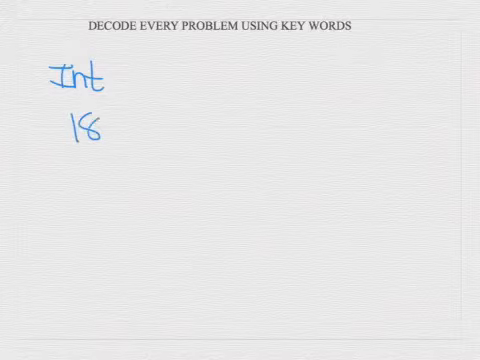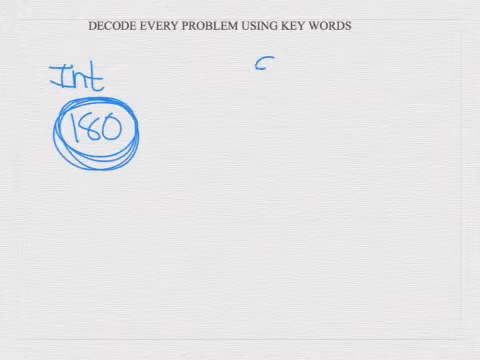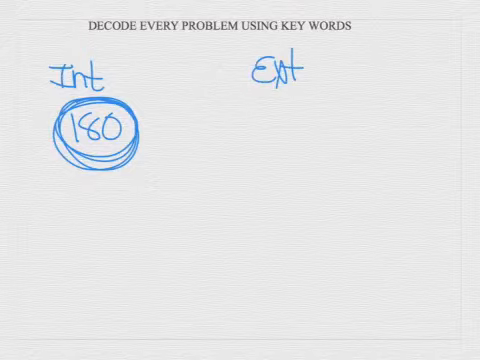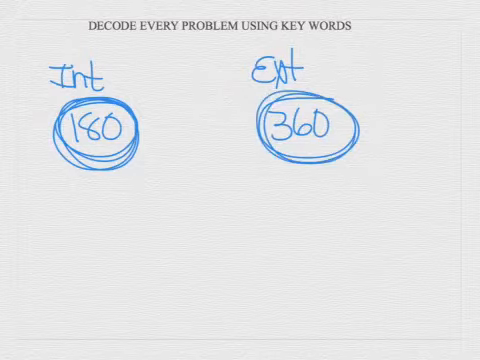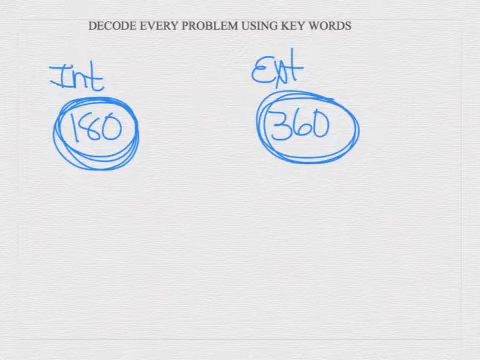It's very important that we decode every problem. And folks, if we see the word interior, or if we see a picture with interior, we need to think 180 should be in this problem. If we see the word exterior angle, or the picture shows exterior angles, our brains are going to go to 360, 360, 360. This is going to help us determine how to set these up.